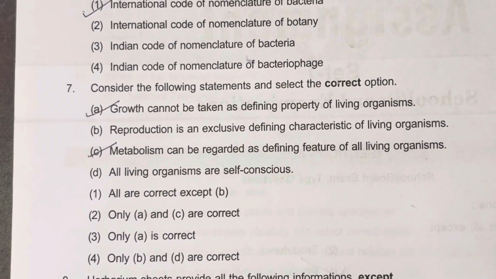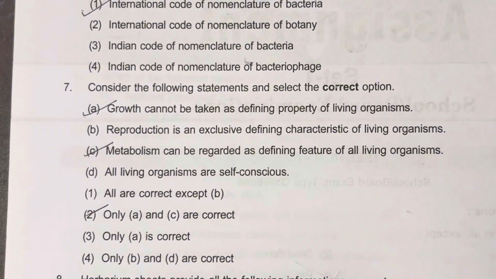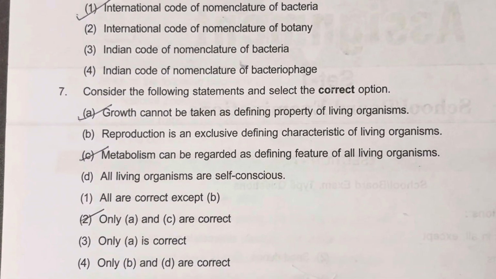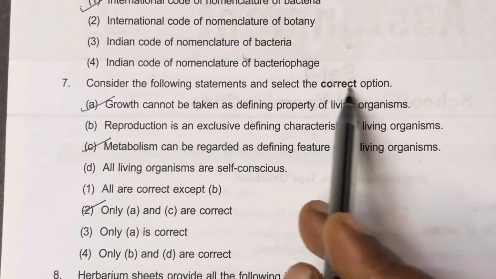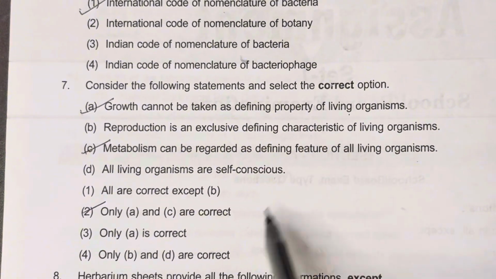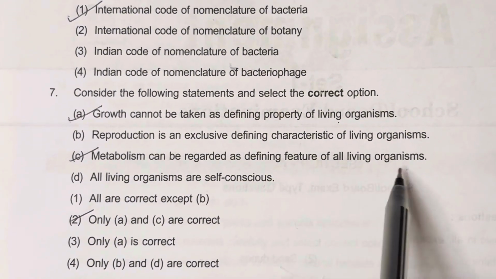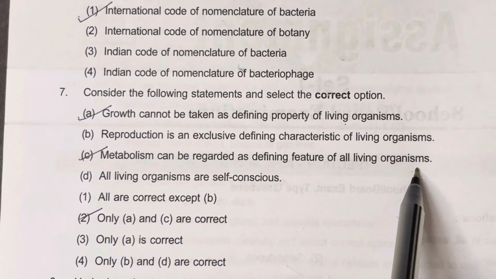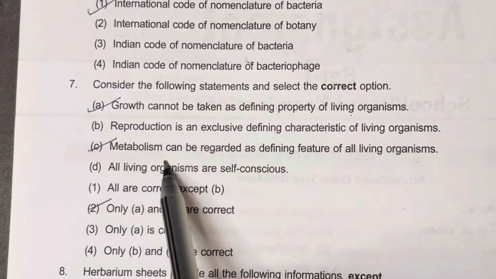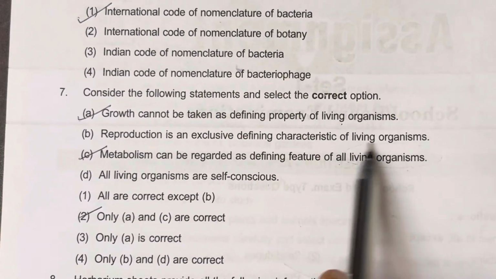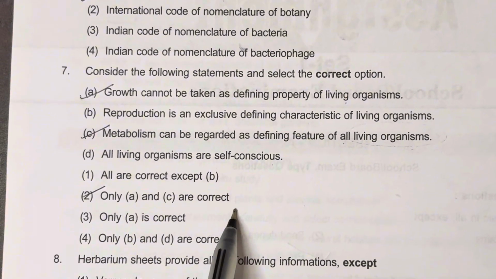So the right option is only A and C are correct, because growth cannot be taken as a defining characteristic. It does not define only the living organisms, even the non-living things also grow, but it is an extrinsic growth. And one more thing, option C, metabolism can be regarded as defining feature of all living organisms. Metabolism is the sum total of chemical reactions, so it takes place only in living organisms. Therefore, it is a defining characteristic. So the right option is only A and C are correct.